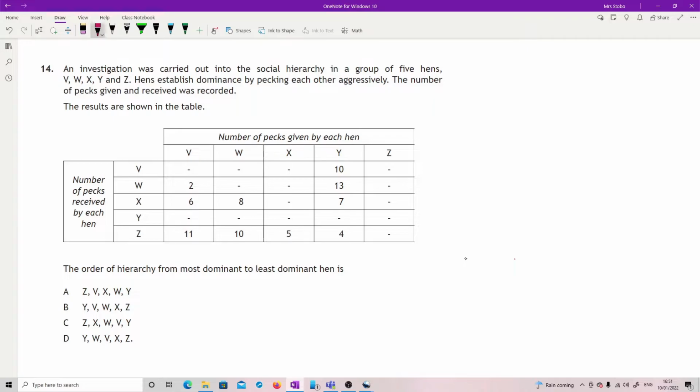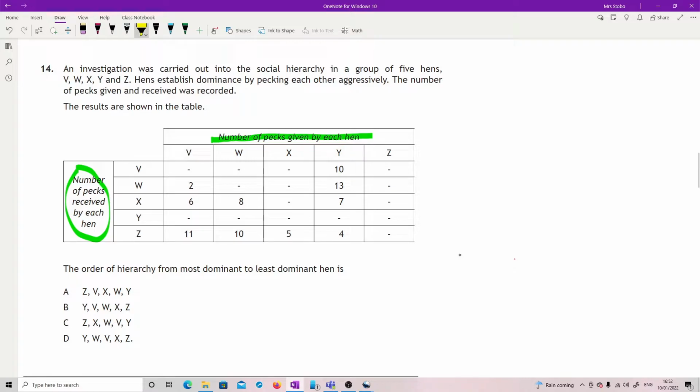The number of pecks given and received was recorded. Results are shown in the table. Okay, so someone spent some time just watching chickens. Number of pecks given, and then we've got the number received down here. Okay, the green's maybe not the best colour. Let me just swap it back to yellow.